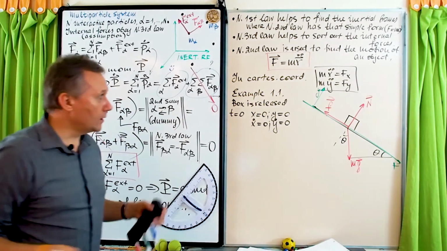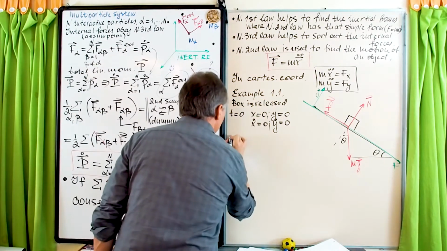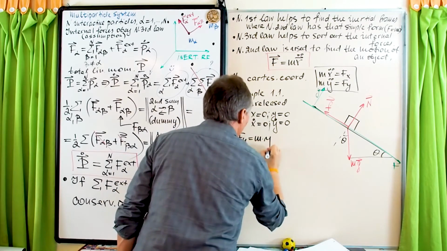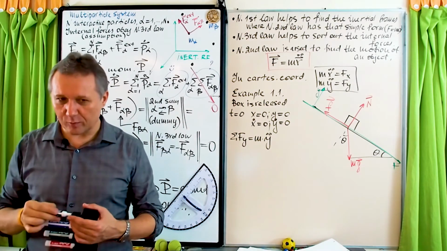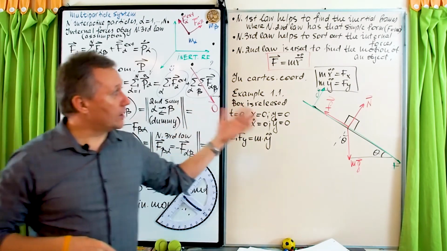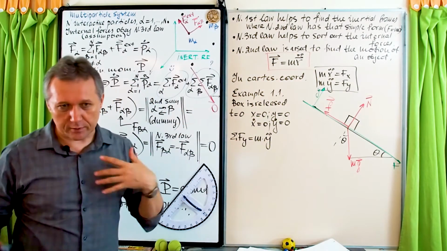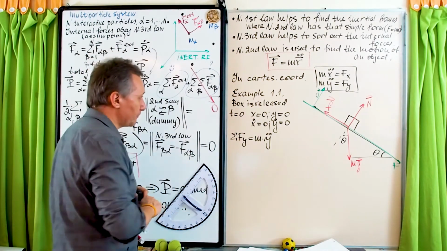And I will start with the y direction. Newton's second law in the y direction: the sum of the forces in the y direction equals m y double dot. You probably understand why I started with the y direction: it allows us to find the normal force, and then from the normal force we find the friction force. It's logically better.